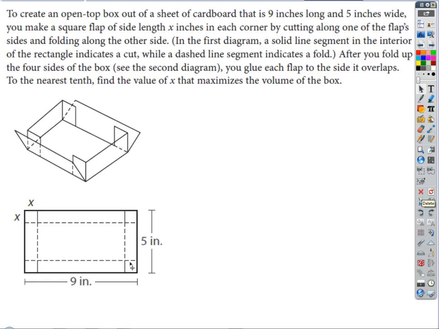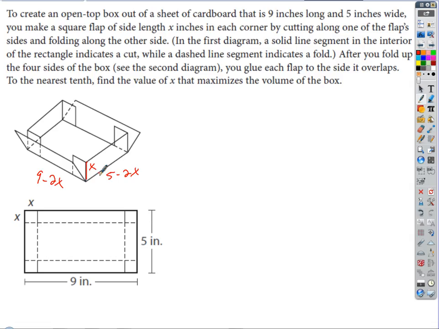Okay, does everybody see that? That if this whole thing is 9, then when we fold the ends up, 9 minus 2x is going to be the new length, right? And if this was 5, when we fold the sides up, each one of those has a distance of x, right? Those are squares with side length x, and so it's going to be 5 minus 2x, and then the height of the box will be x, right? Everybody see that? So this is 9 minus 2x, 5 minus 2x, and then the height right there is just going to be x.